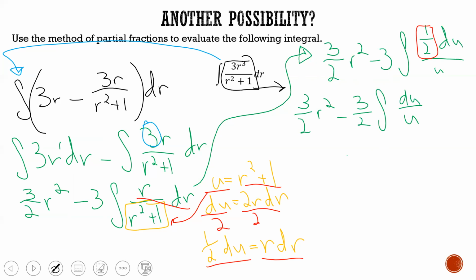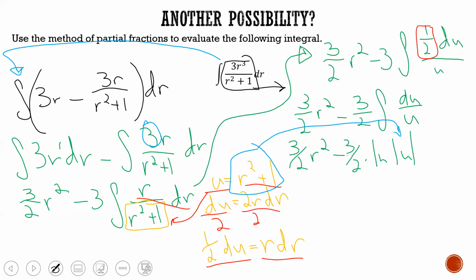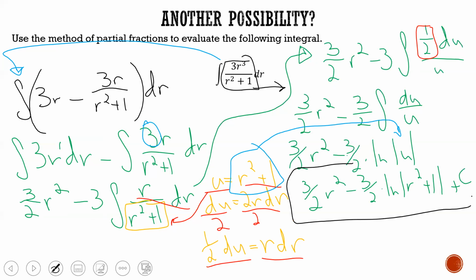And we know that's like integrating 1 over u. So our antiderivative there would be 3/2 r squared minus 3/2 times ln absolute value of u. Substitute back in our value for u there. So the r squared plus 1 can go in for u. So I have 3/2 r squared minus 3/2 times ln absolute value of r squared plus 1. And then we put in our plus c since this is an indefinite integral. All right. And that's what we get there.